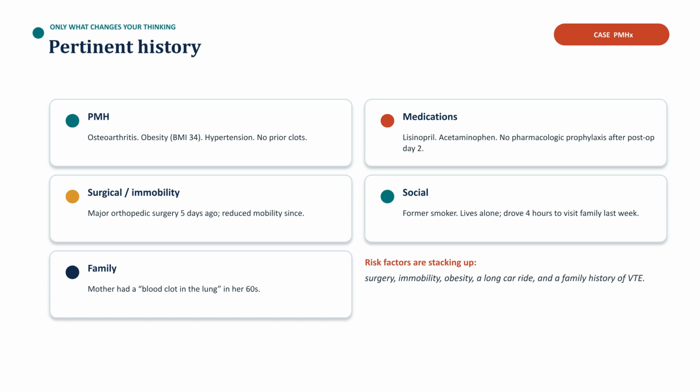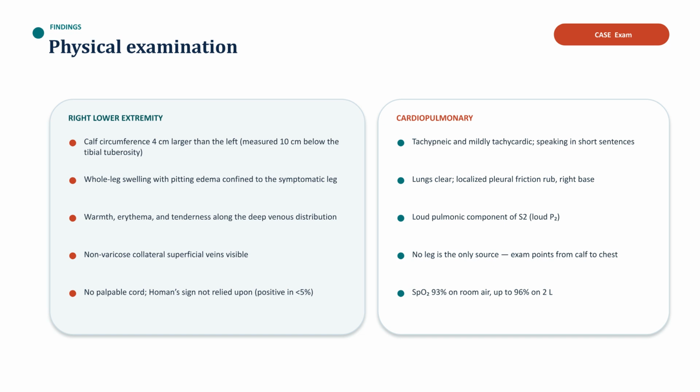Our patient's history reveals several stacked risk factors: obesity, recent orthopedic surgery, immobility, a long car ride, and a family history of VTE. Importantly, she stopped her postoperative clot prophylaxis on day 2, leaving her vulnerable to the development of this thrombus. The physical examination shows classic signs of DVT in the right leg, including significant swelling, warmth, and tenderness along the deep venous system.